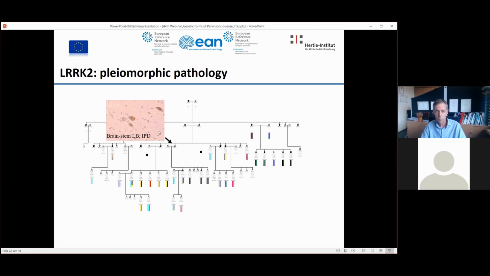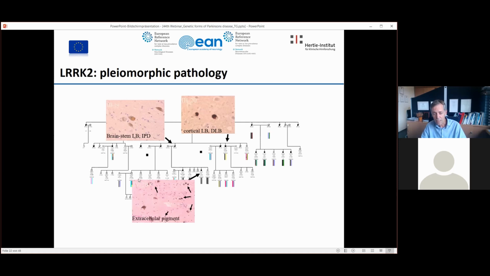So one had a typical brainstem Lewy body form of Parkinson's disease. One had cortical Lewy bodies, like in Lewy body dementia. One had just extracellular pigment, but no Lewy bodies. And one even had tau pathology. So variable pathology, but all have clinical Parkinsonism, dopa responsive, and dopaminergic degeneration. So it's the same mutation, but not all the same pathology.